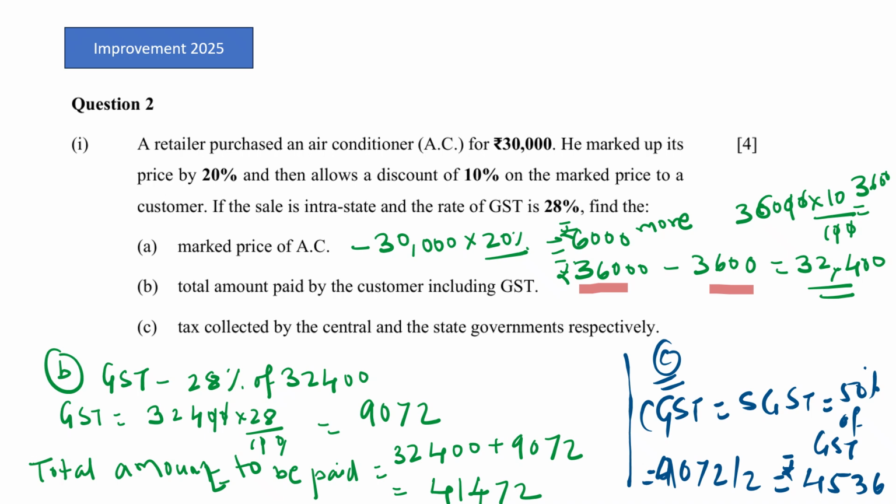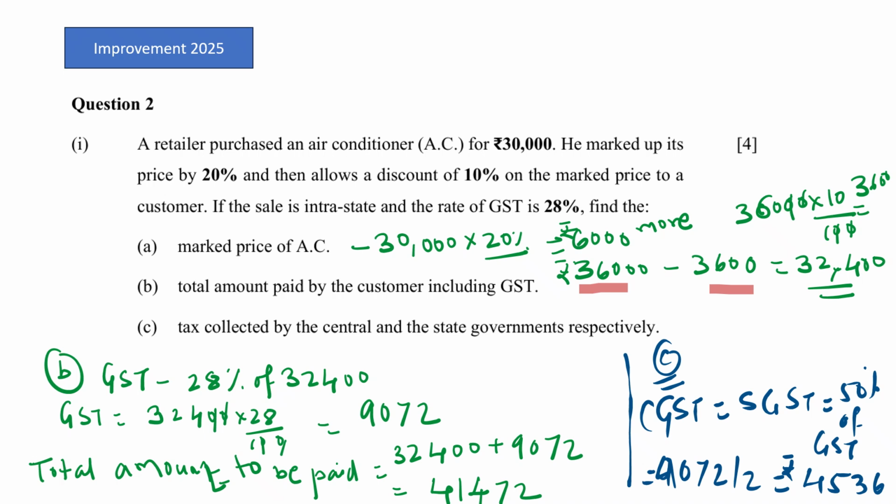Now the total amount of bill paid by the customer including GST. Now what is my selling price? 32,400. On that how much GST? The GST is paid at 28%. So you just calculate the GST and the total amount to be paid including GST is 32,400 plus 9072.